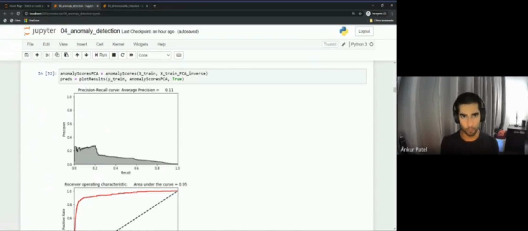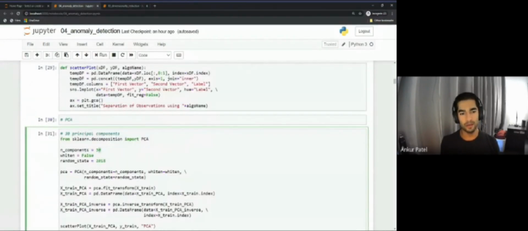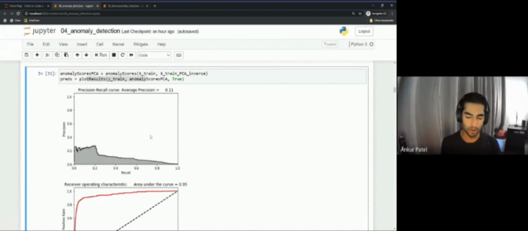Why did this perform so poorly? It's because we used all 30 principal components of the original 30 dimensions to reconstruct and to evaluate the loss for this problem set. Okay? So as I said, you want to use a fewer number of principal components, because by using fewer principal components, you actually cause the model to separate the normal points from the anomalous points.